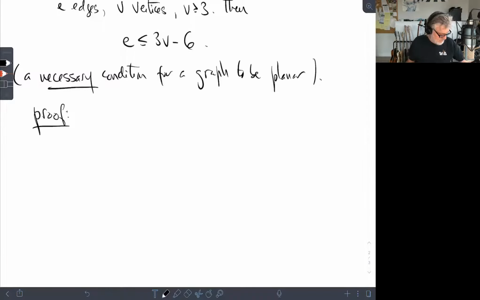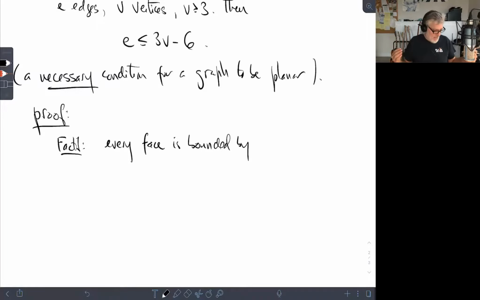Okay, so first fact. Fact 1. Every face is bounded. Remember what I said, how I define an edge bounding a face: it's either the cycle around that face or those edges in trees which live entirely inside the face. Okay, so I'm claiming that every face is bounded by at least 3 edges.